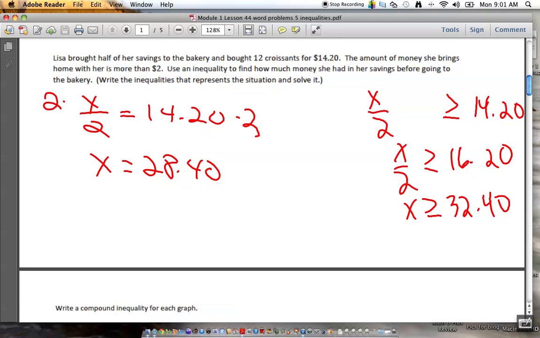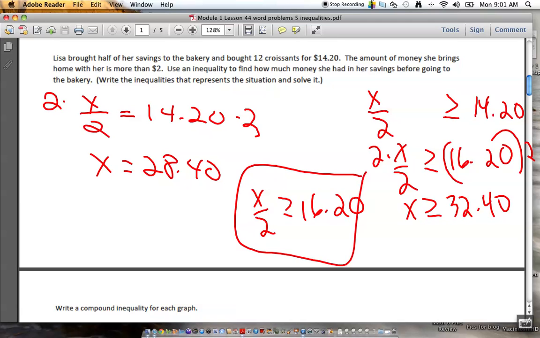I'm multiplying both sides by 2. Okay? But what does the question ask here? Use an inequality to show it, so I did use an inequality. I know this is a little confusing. Here's my inequality. They didn't actually ask me to solve it. We'll get to that tomorrow.